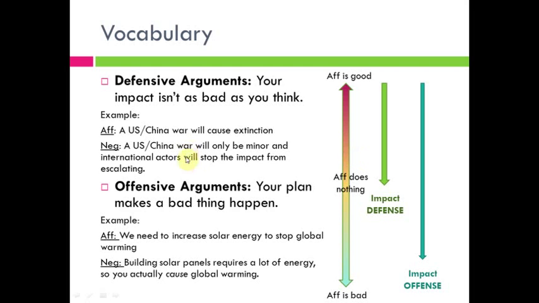Right? So here's offensive arguments. That's saying that your plan makes a bad thing happen. For example, the AF might say we need to increase solar energy to stop global warming. So we're up here. And the neg says building solar panels requires a lot of energy, so you actually cause global warming. Okay, so instead of going from AF is good, it goes all the way to AF is bad. Disadvantages are an example of an offensive argument.